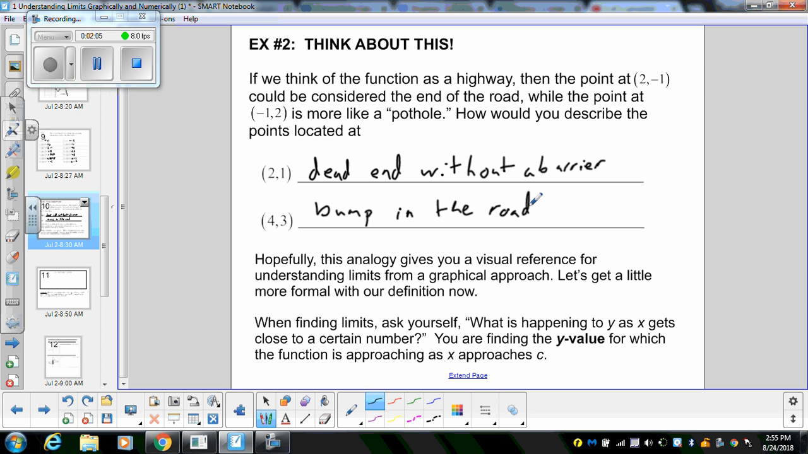All right. So hopefully this analogy gives you a visual reference for understanding limits from a graphical approach. So let's get a little more formal with our definition now. When finding limits, ask yourself, what is happening to y as x gets close to a certain number? You are finding the y value which the function is approaching as x approaches c.